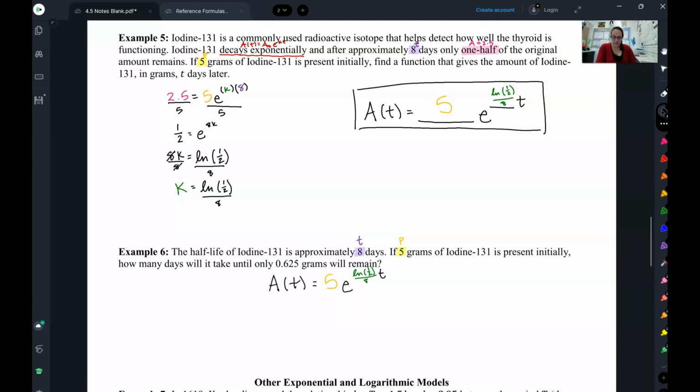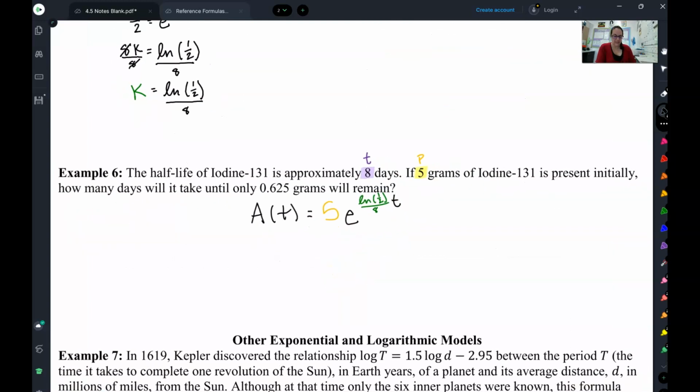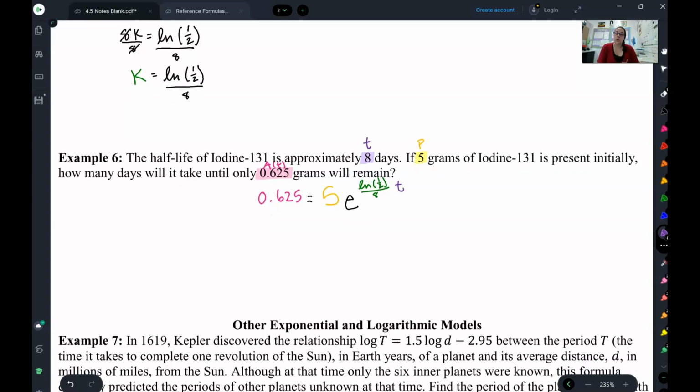How many days will it take until only 0.0625 grams will remain? So that is an A of t. That is a final amount. So I'm going to erase my A of t and put that in. So it looks like for this problem, I'm solving for t. How much time until this is left? So I want you to walk through how to solve this. Divide by 5, change the form, solve for t. Plug it all into your calculator.